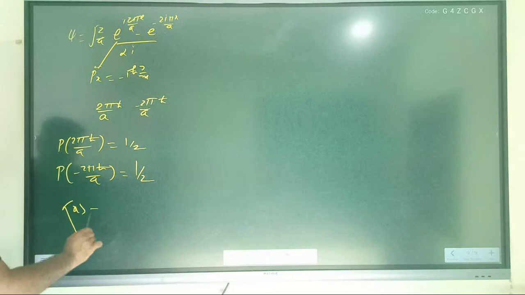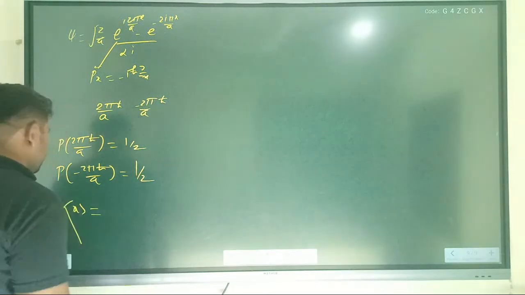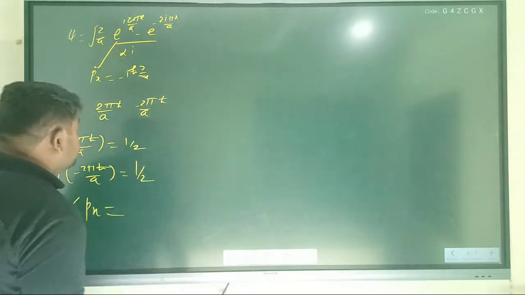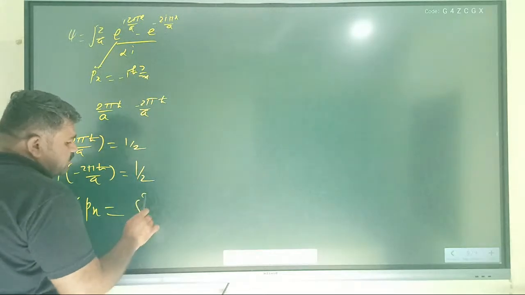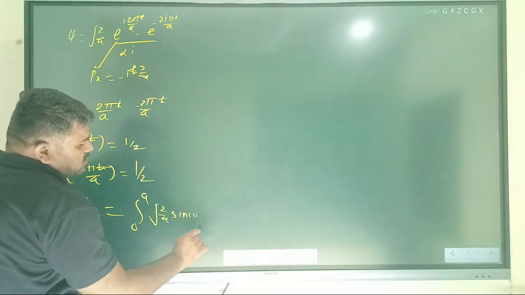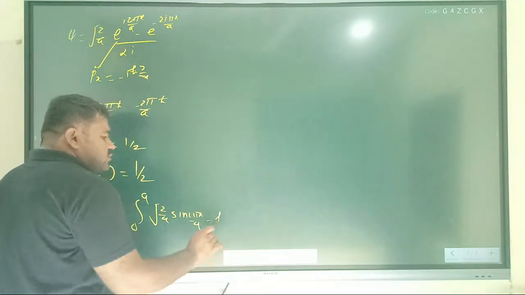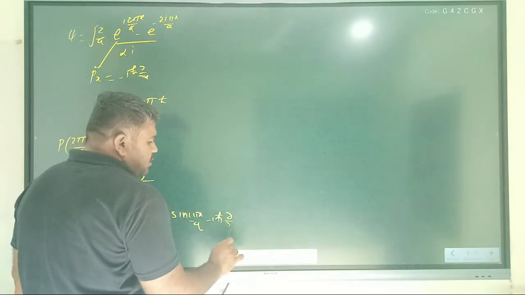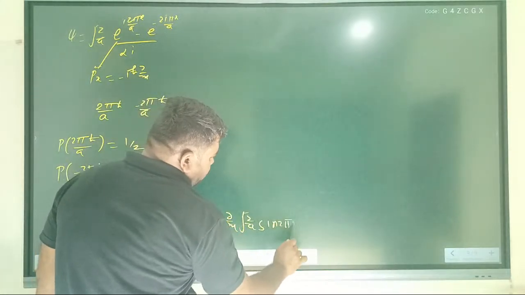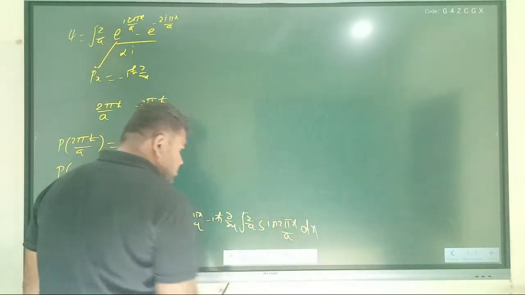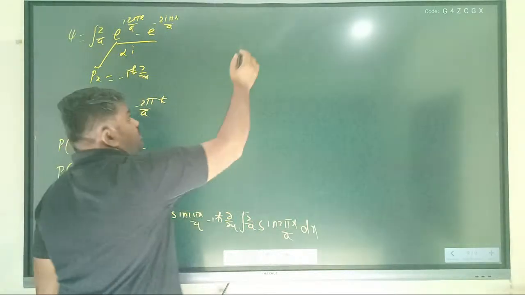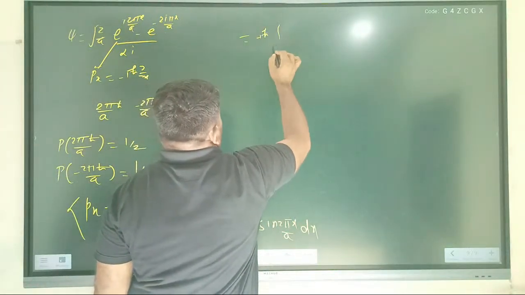Next, sometimes they ask for the expectation value of x and the expectation value of px. Here we can find the expectation of px. Limit is 0 to a. ψ* is root 2 upon a into sin 2πx upon a, into minus iħ ∂/∂x into root 2 upon a sin 2πx upon a. For NET, this type of question comes: what is the expectation value of this? Minus iħ we can take common out, limit 0 to a.